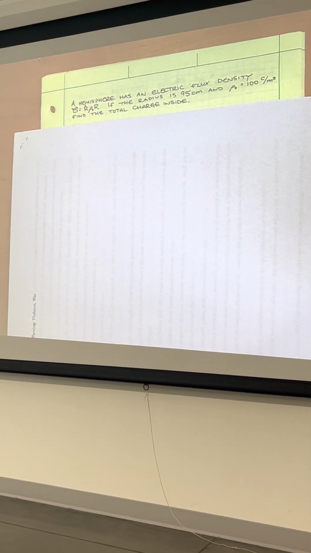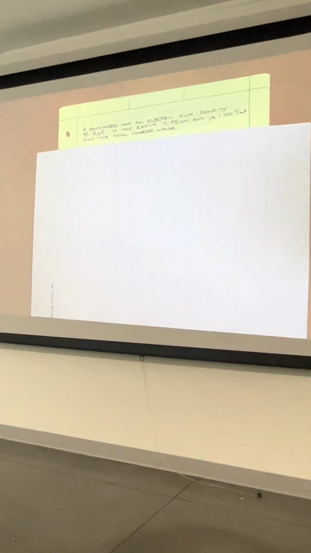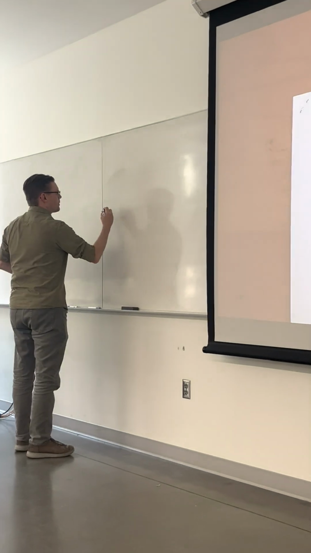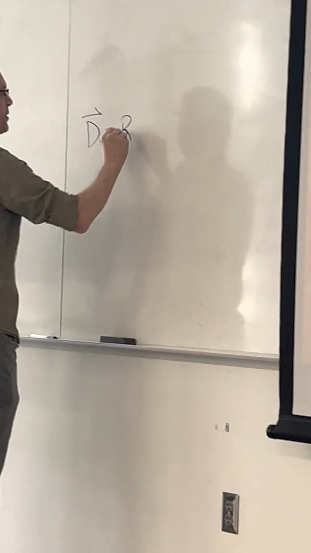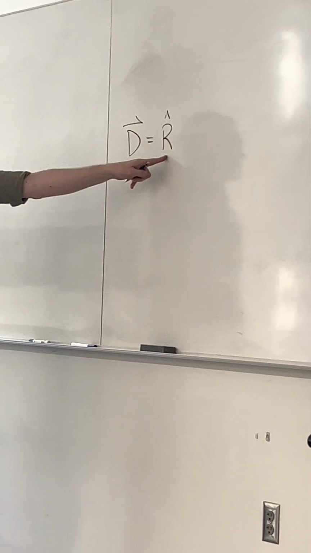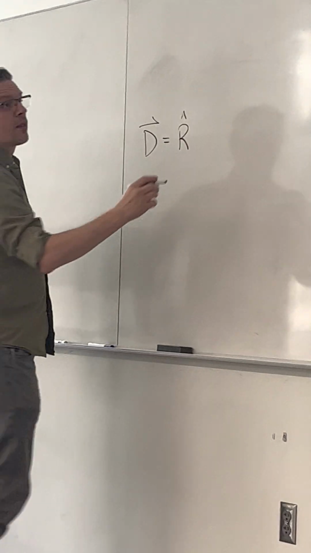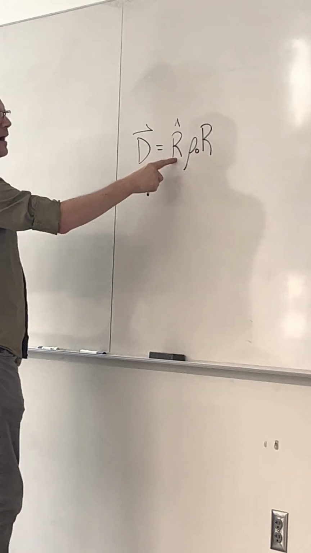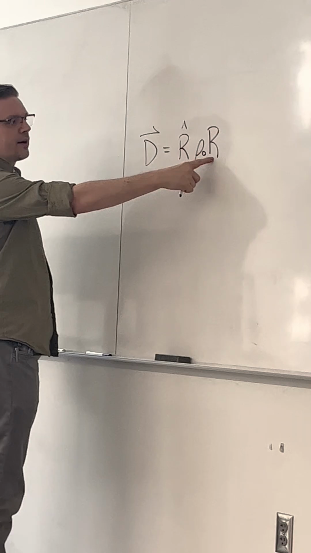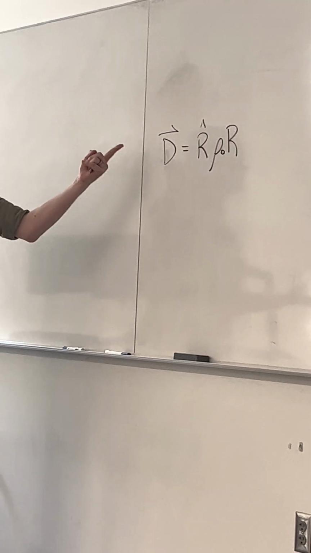A hemisphere, everyone knows a hemisphere is a half a sphere. It's not a quarter. Got burned by that before once. A hemisphere has an electric flux density of, I'll write that a little prettier. D is in the capital R hat direction, so it automatically tells us we're in spherical for this textbook, right? And it's rho naught R.